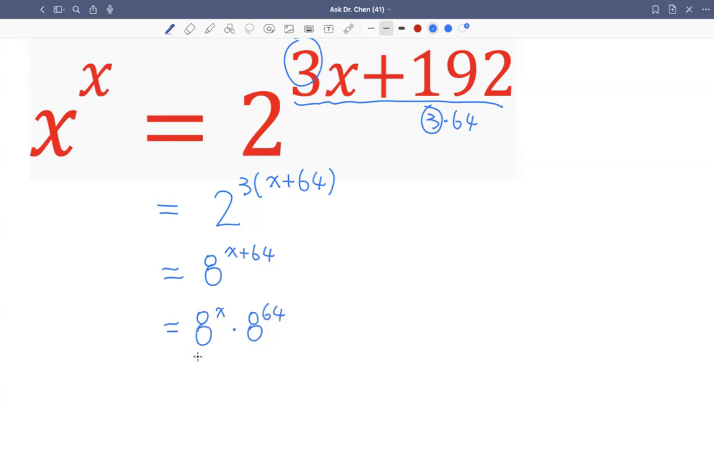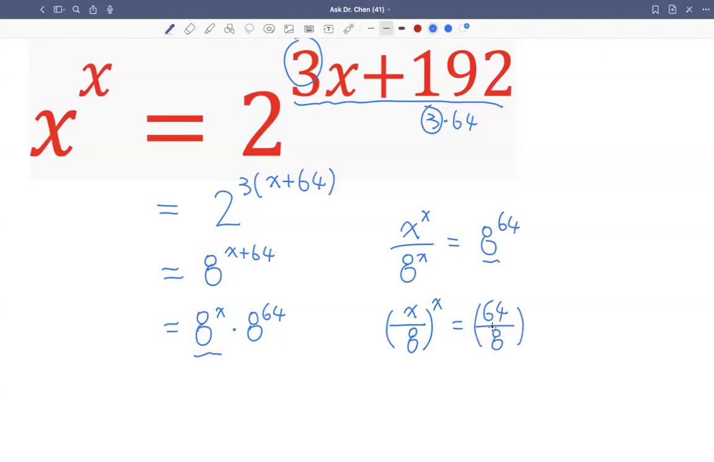We always want to put the variables on one side. So let's divide by 8^x on both sides. Then we get x^x on the left-hand side divided by 8^x, equals 8^64. Since both are raised to x, we can write this as (x divided by 8) raised to x. Then on the right, 8^64.